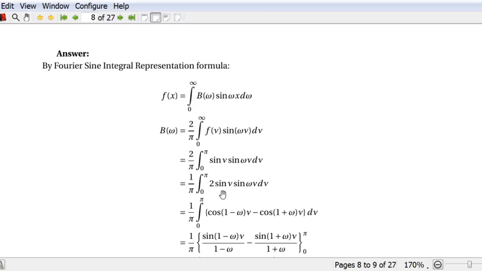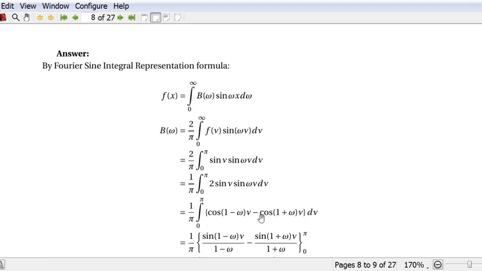It is of the form 2 sin a sin b. 2 sin a sin b is equal to cos a minus b minus cos a plus b. 2 sin a sin b can be written in two forms, either cos a minus b minus cos a plus b or minus of cos a plus b minus cos a minus b. Here I am using the first form, that is, 2 sin a sin b is equal to cos a minus b, that is cos of 1 minus omega into nu, minus cos of a plus b, that is cos of 1 plus omega into nu.